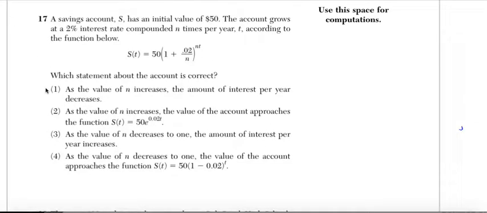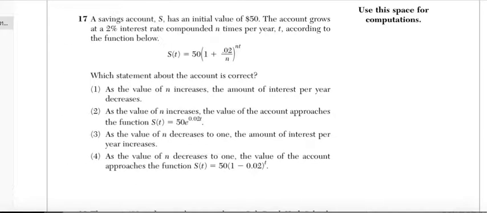Okay, a savings account, S, so S is just the amount of money in the savings account, has an initial value of $50. The account grows at a 2% interest rate compounded n times per year, where t is the number of years, according to the function below, right here.